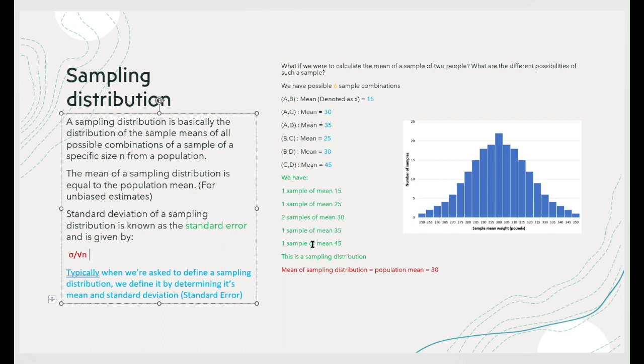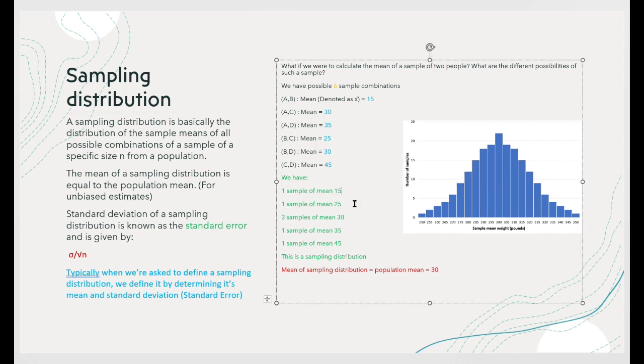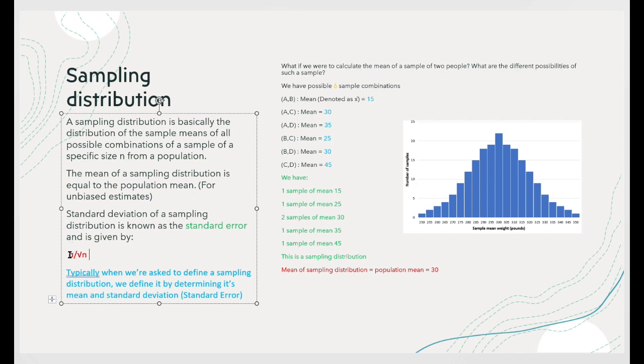Now you could calculate that. We could just add them up, subtract them from the mean, and do the typical standard deviation formula. But there's an easier way to get the sampling distribution standard deviation. If we knew the population standard deviation, it's normally the population standard deviation divided by the square root of n. That gives you the standard deviation of a sampling distribution.